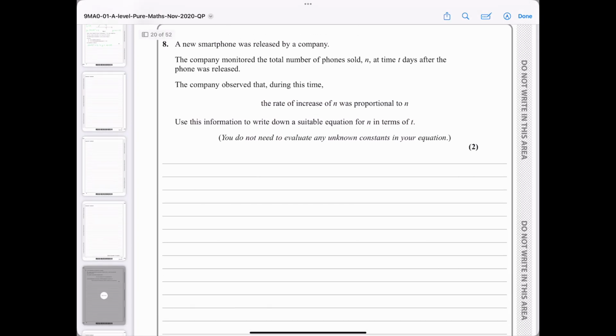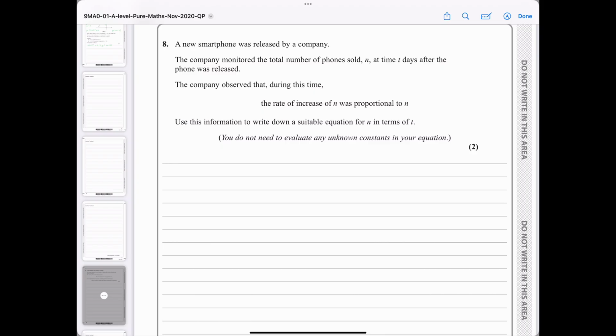Right, a new smartphone was released by a company. The company monitored the total number of phones sold, N, at time T days after the phone was released. The company observed that during this time the rate of increase of N was proportional to N. Use this information to write down a suitable equation for N in terms of T.